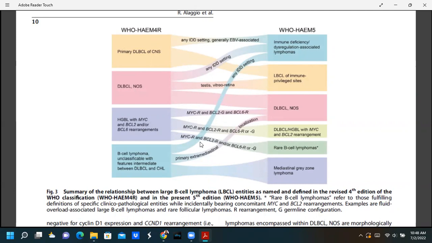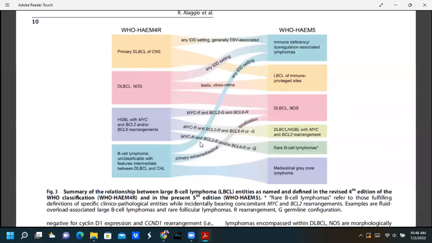Then new entities, LBCL of immune privileged sites. So under this comes, instead of calling it primary, lymphoma of CNS that is not associated with immunodeficiency, or DLBCL of testis and vitreoretina. Since these are immune privileged sites, you just call it LBCL of immune privileged sites. Then DLBCL NOS remains as such if it is not going into any of these categories.